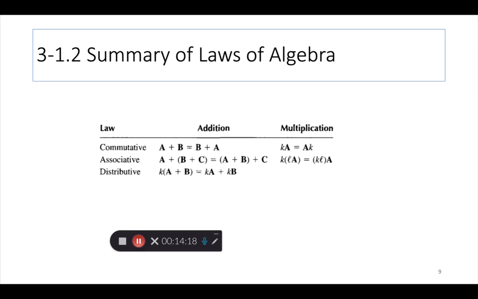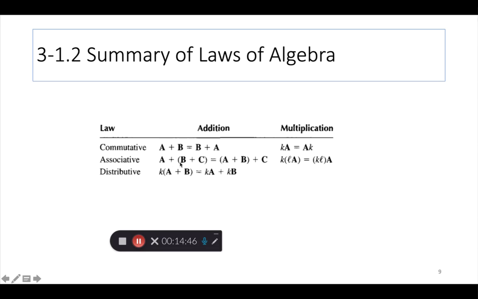Okay, moving on, slide 9, summary of the basic laws of algebra. Well, I guess I should say laws of vector algebra. So a plus b equals b plus a. This is the commutative rule. This is for addition, and this is for multiplication. In multiplication, a scalar times a is nothing but a times the scalar.